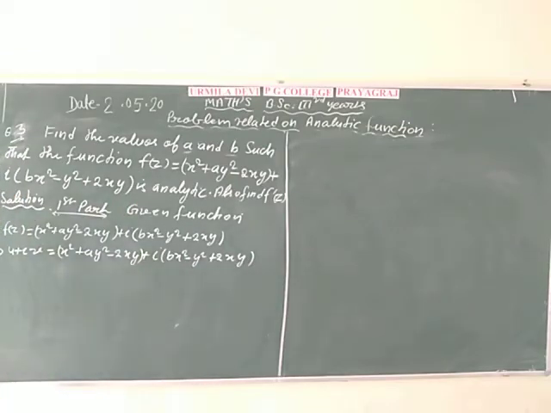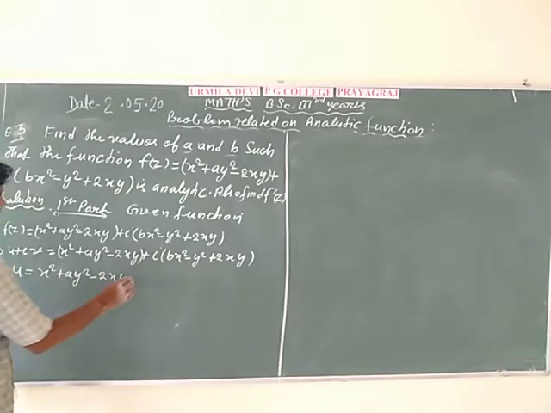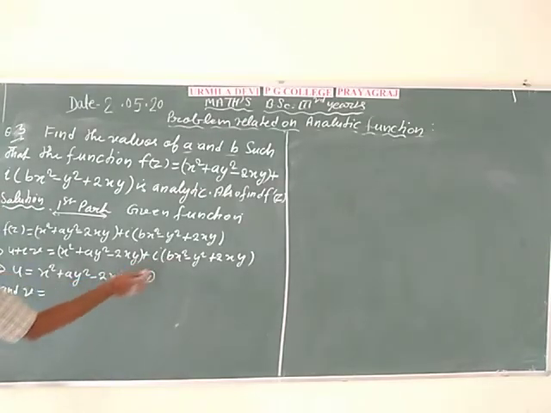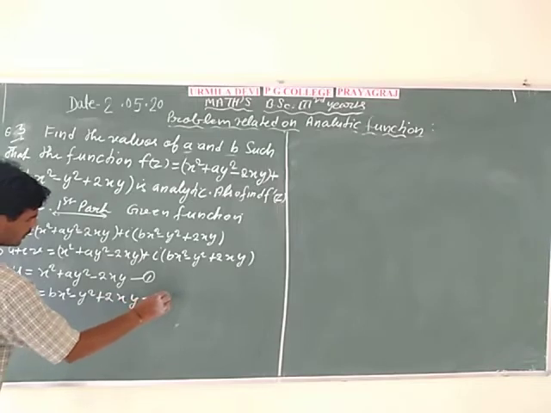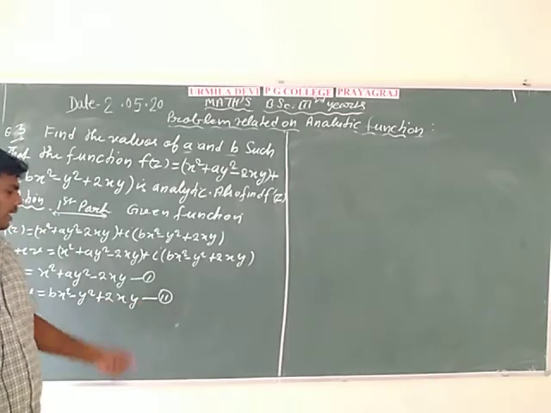In this equation, comparing real and imaginary parts, the real part u = x² + a y² − 2xy is represented by the first equation, and the imaginary part v = b x² − y² + 2xy is represented by the second equation.